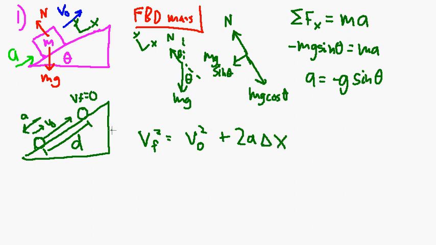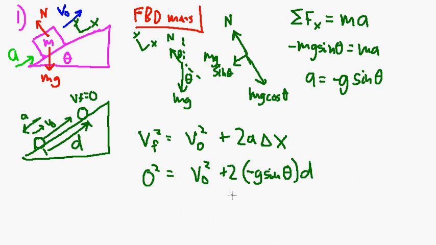So v final squared is 0. Zero squared is our v initial squared, which was given, so I'm going to just leave that there for a moment. Plus 2 times acceleration, which is negative. This formula is for acceleration and delta x in the same direction, which means if they're not in the same direction, you just put in negative. The acceleration should be negative, and it is, so this is all good. Negative g sine theta, and then delta x is this distance d it goes. So d.